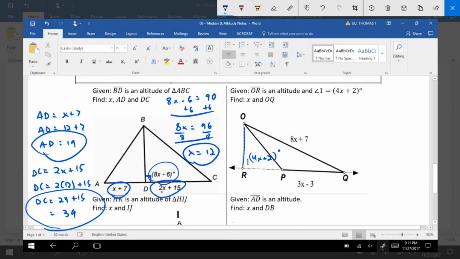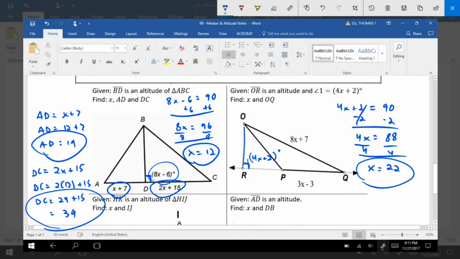All right, so how am I going to find x right here? Remember, this is 90 degrees, so I can set 4x plus 2 equal to 90. I'm going to subtract 2 from both sides. Boom. 4x equals 88. Divide by 4 on both sides so I can find x by itself. X equals 22.